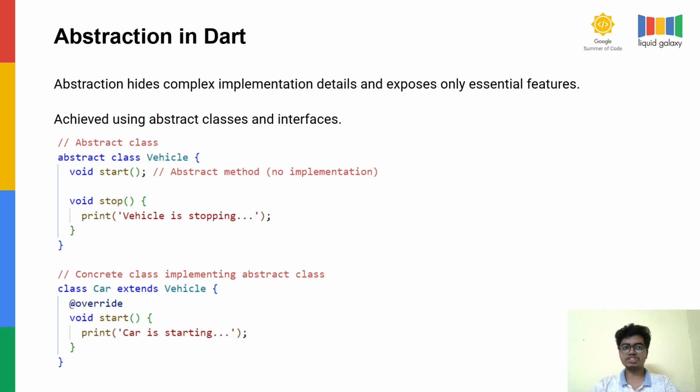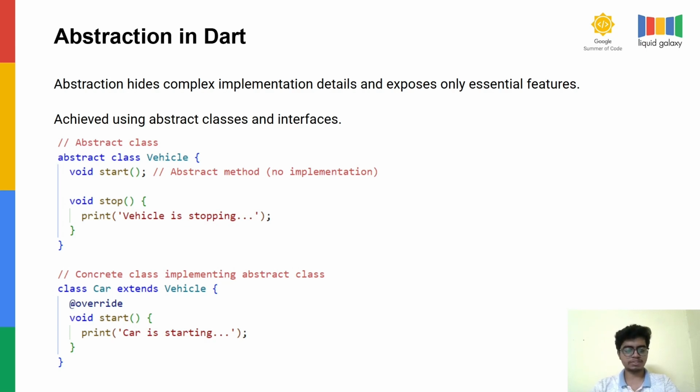Now coming to the last pillar of OOP, which is abstraction. Abstraction hides complex implementation detail and exposes only essential features. In Dart we have the abstract keyword for defining abstract classes. Like I have created an abstract class Vehicle, and the method which has no implementation is automatically defined as an abstract method. Like start has no implementation, so it's an abstract method.